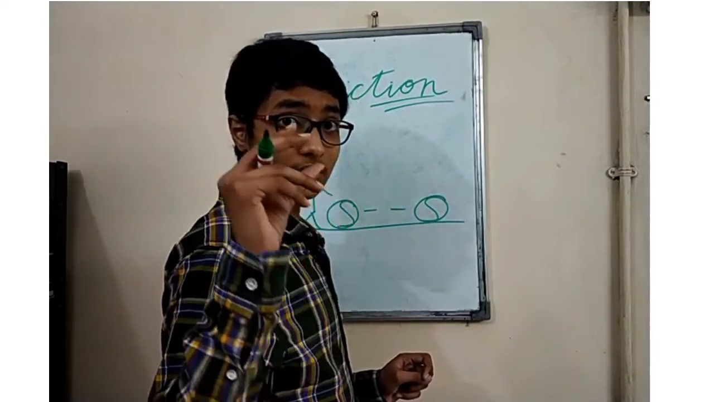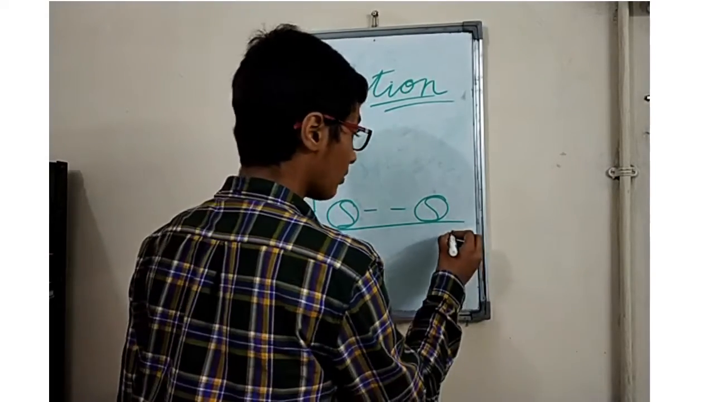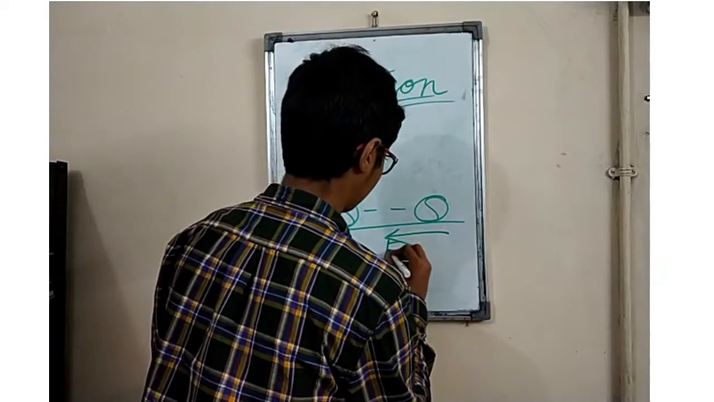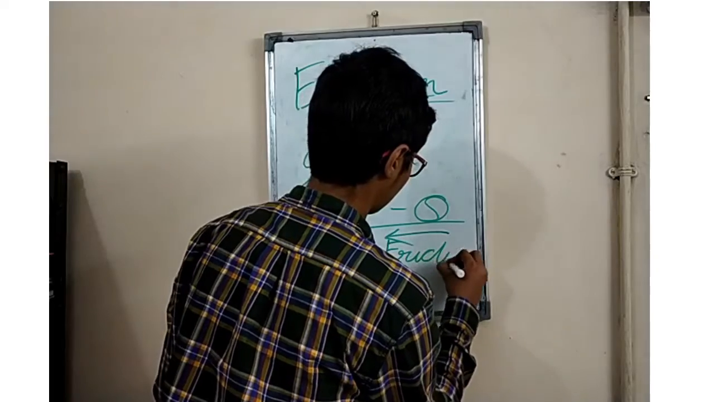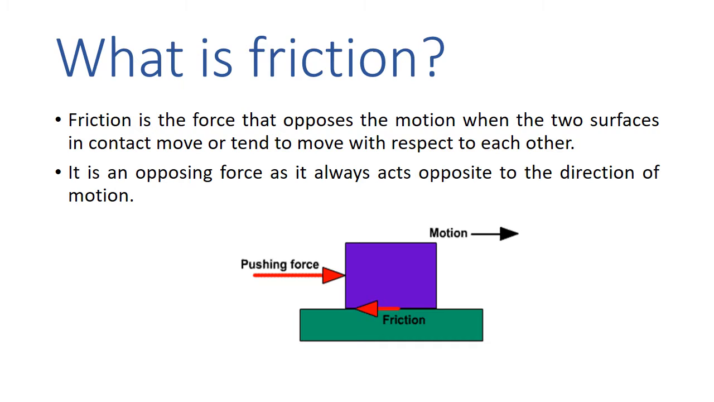It is because the invisible force which acts between two surfaces in contact always opposes the motion. That invisible force is called friction. When a force acts on a moving object along the same direction of motion, the object starts moving faster. Similarly, when a force is applied on the moving object in an opposite direction, the object slows down and finally comes to rest. This is a common observation.